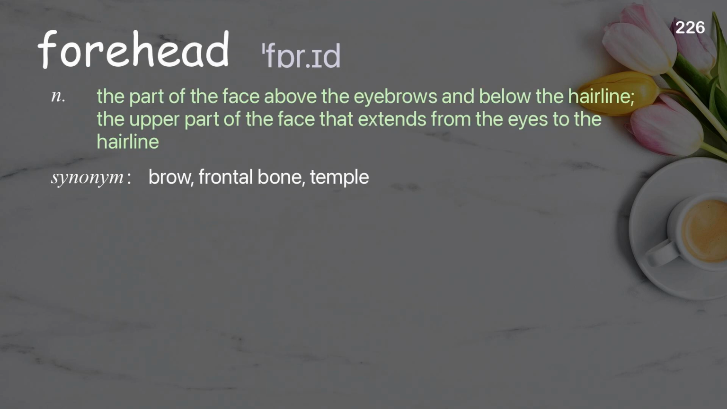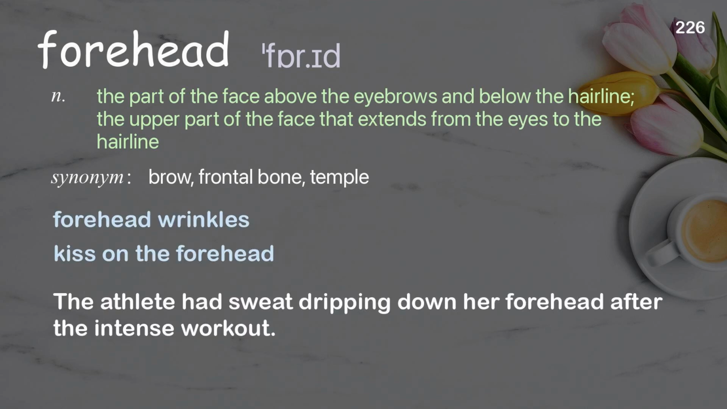Forehead. The part of the face above the eyebrows and below the hairline, the upper part of the face that extends from the eyes to the hairline. Examples: forehead wrinkles, kiss on the forehead. The athlete had sweat dripping down her forehead after the intense workout.